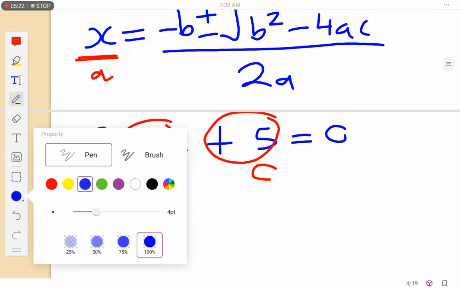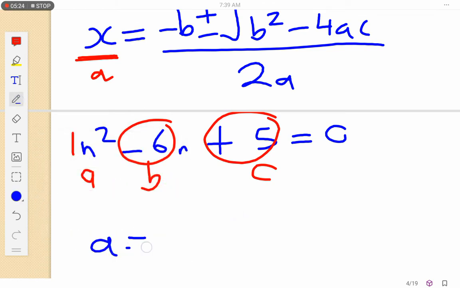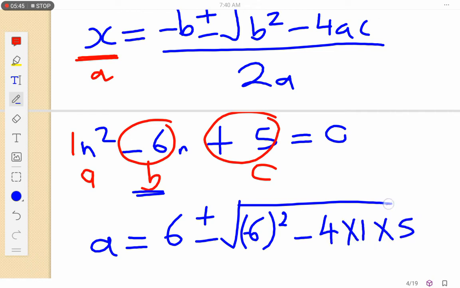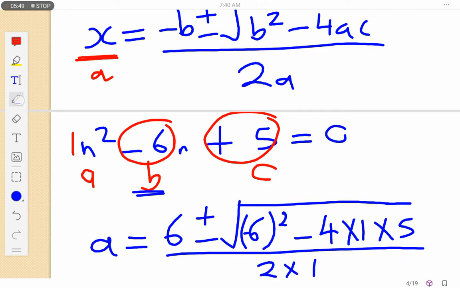Substituting, we will have A is now equal to, since we have minus B and we have here a minus, so we can write a 6 there. Then plus or minus the square root of B squared, we have 6 squared, or minus 6 squared, you get the same answer. Minus 4 times A is 1, times C is 5. Okay, like that. All is over 2 times our 1, which is our A there.